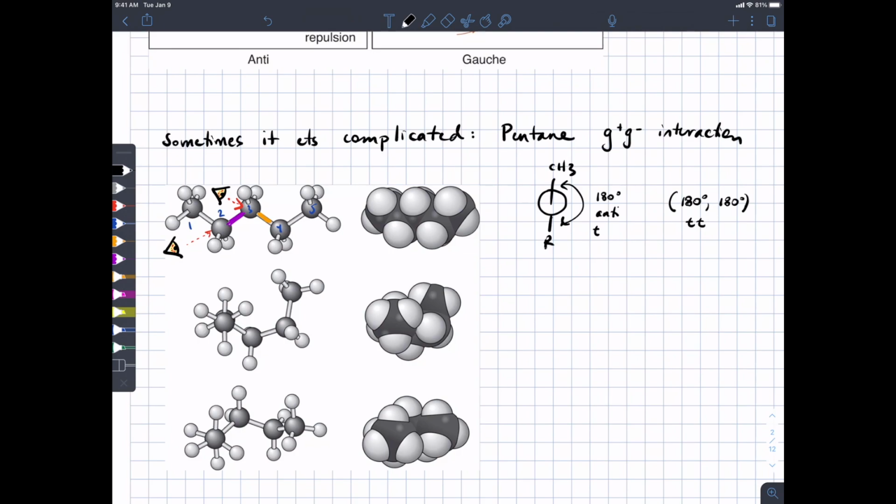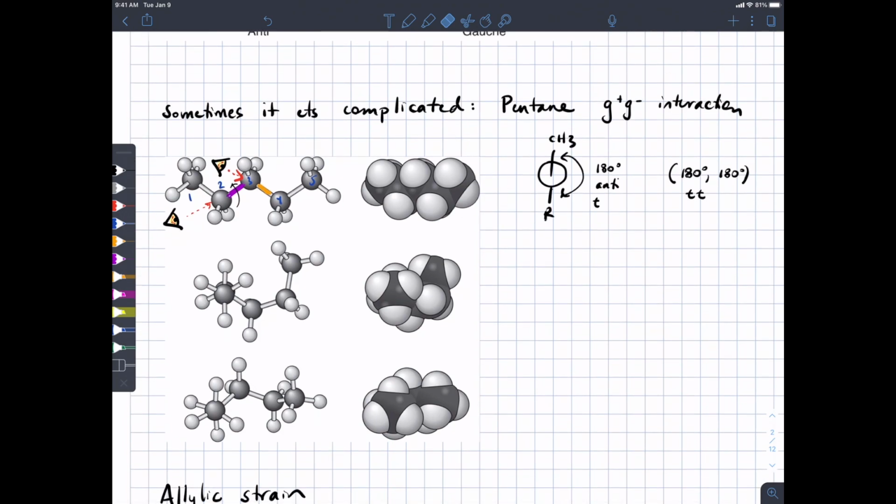So TT is just trans strands? Yeah. One that isn't shown for you here is gauche trans or trans gauche, they'd be equivalent. That would involve rotating around this bond so that this methyl group was gauche to this group, which they're not showing for you there.